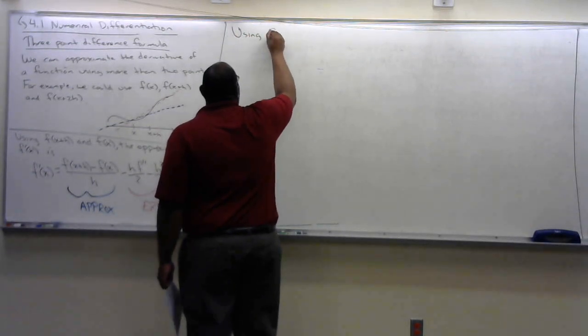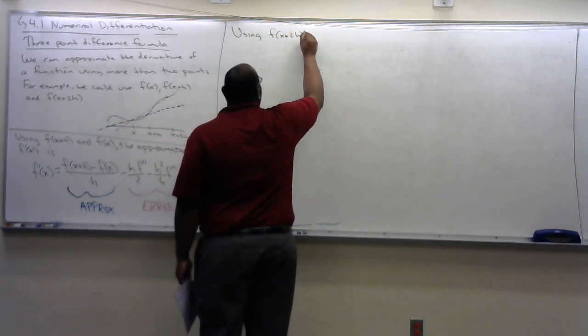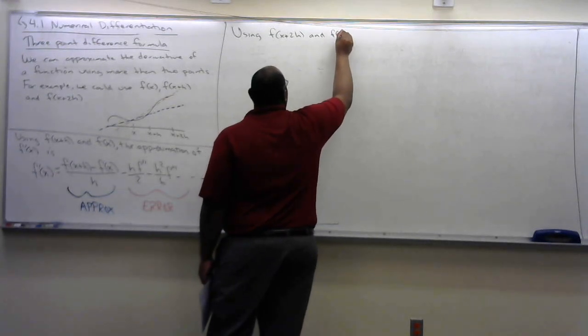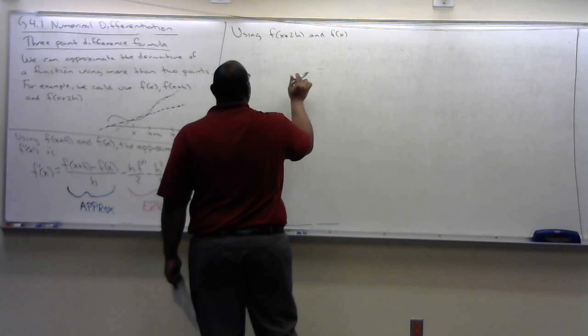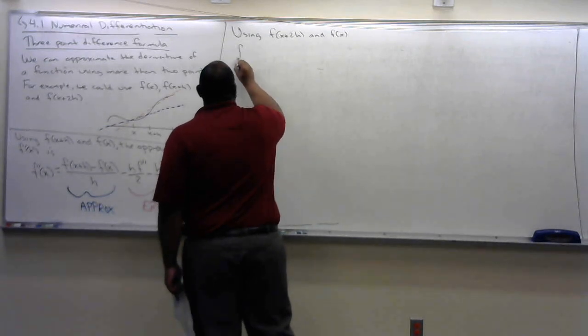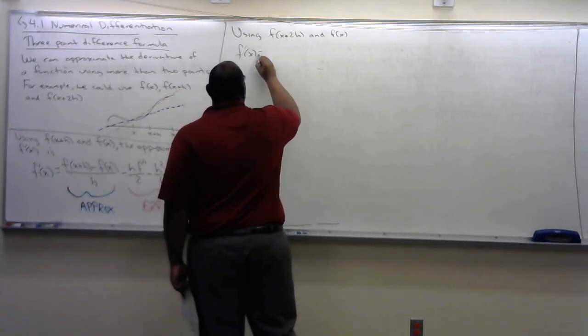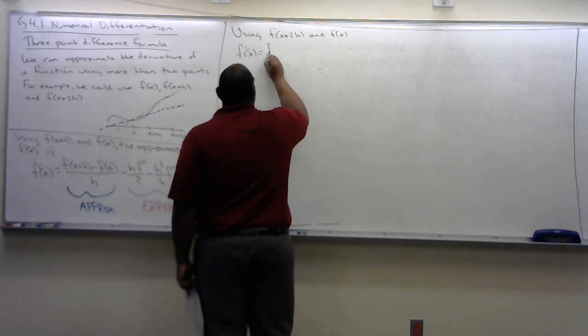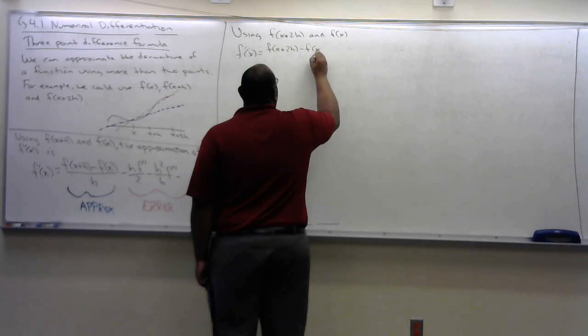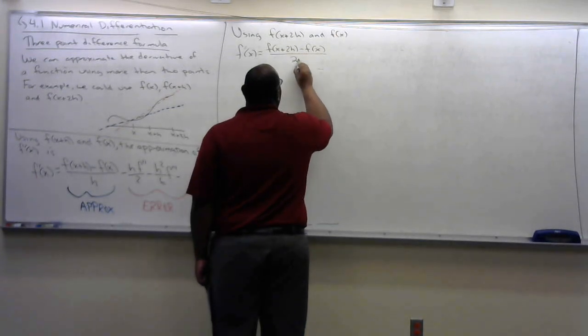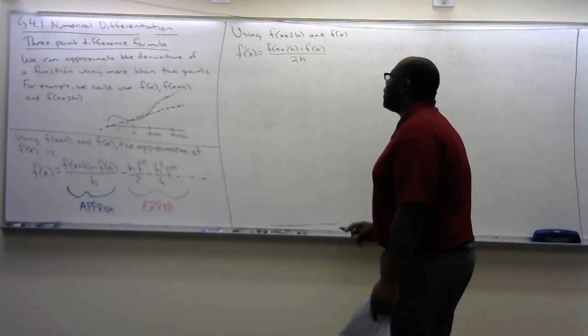Using f of x plus 2h and f of x, our approximation looks like this. F prime of x is equal to f of x plus 2h minus f of x, all divided by 2h. You guys remember that? This is our approximation.